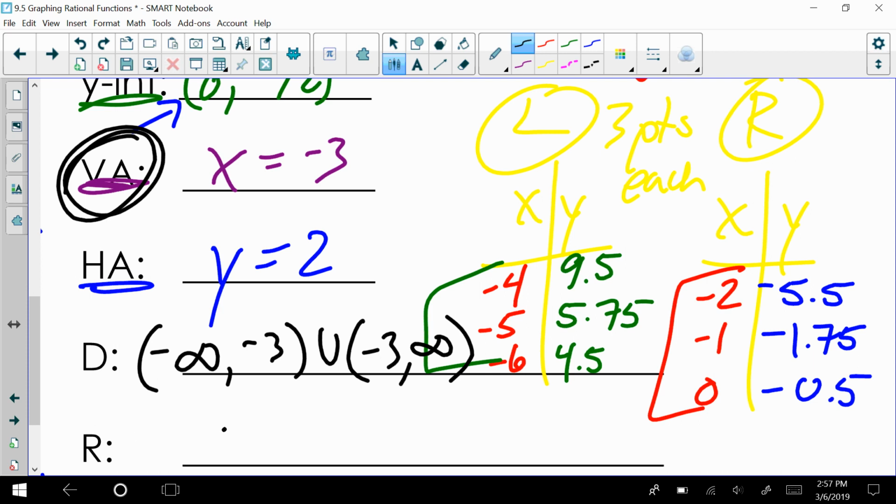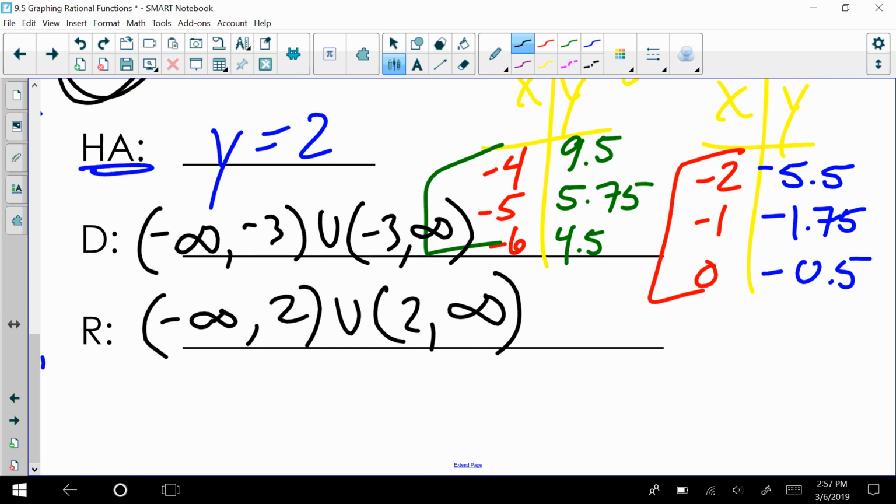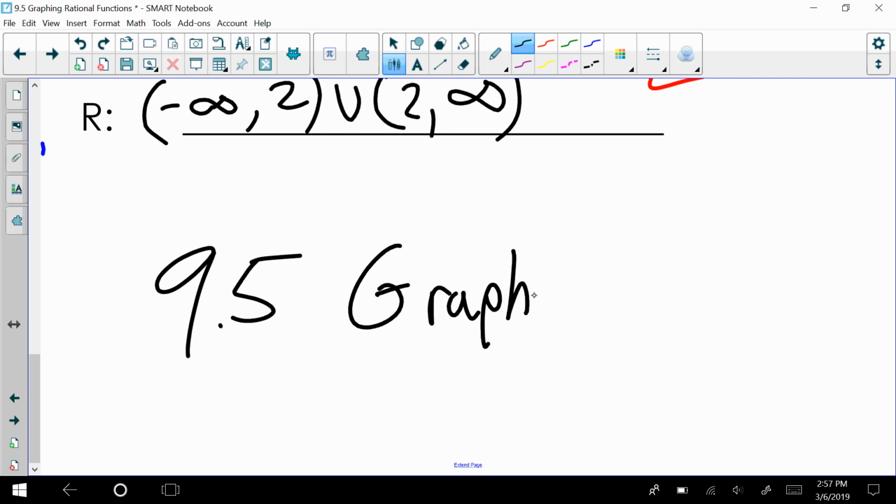Same thing with the range. I have -infinity to 2. Jumps right back to 2 to infinity. And there is your 9.5, graphing rational expressions.